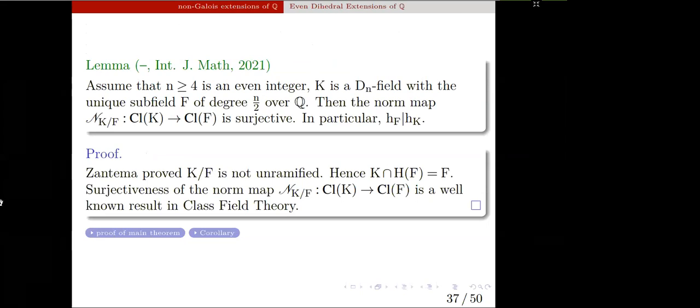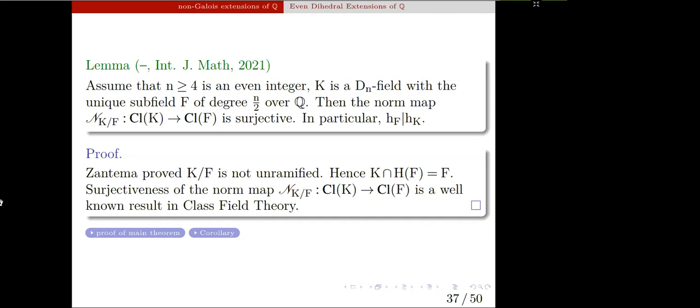Okay, I start with this fundamental lemma due again to Zantema. Actually, this lemma is proved by Zantema's results, which say that whenever K is a D_n field for an even integer, and F denotes the unique subfield of degree n over 2 over Q, then the relative norm map of the ideal class group of K to the ideal class group of F is surjective. In particular, the class number of F will be a divisor of the class number of K.